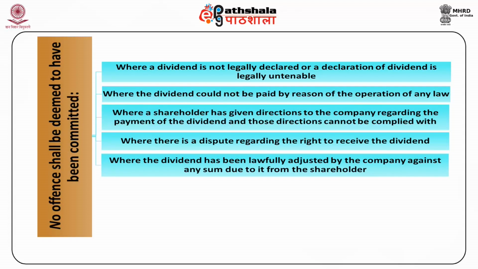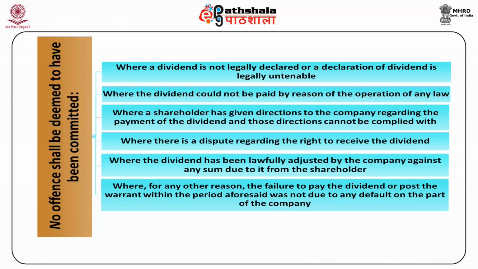Fifth, where the dividend has been lawfully adjusted by the company against any sum due to it from the shareholder, or sixth, where for any other reason the failure to pay the dividend or post the warrant within the period aforesaid was not due to any default on the part of the company.